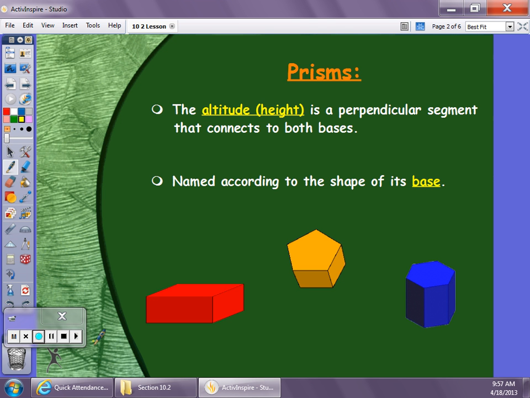So in the last lesson, we focused on rectangular prisms. Today we're going to focus on all types of prisms which are going to have different bases.